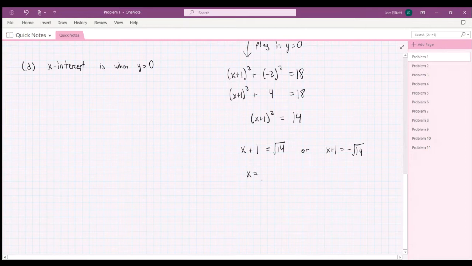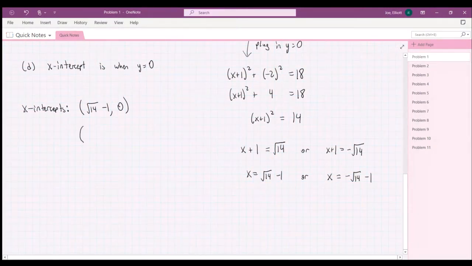All right, so then we get x is square root of 14 minus 1. Or we also have another x-intercept where x is minus square root of 14 minus 1, okay? So we have two x-intercepts in the end. One where the x-coordinate is square root of 14 minus 1, and then again for the x-intercept, the y-coordinate is always 0. But then we have another x-intercept where x is minus root 14 minus 1, and then again the y-coordinate will be 0 for an x-intercept.